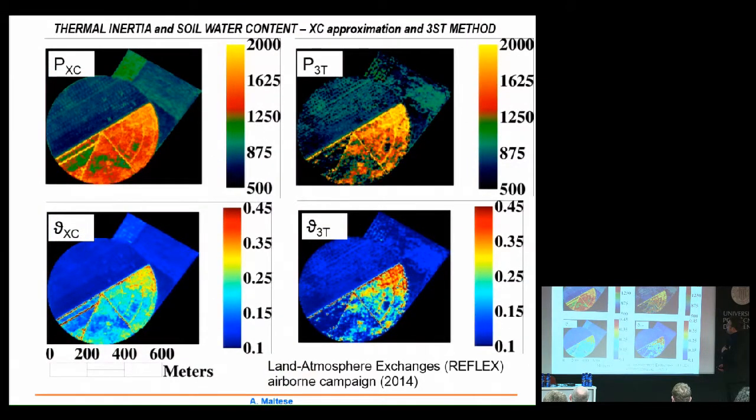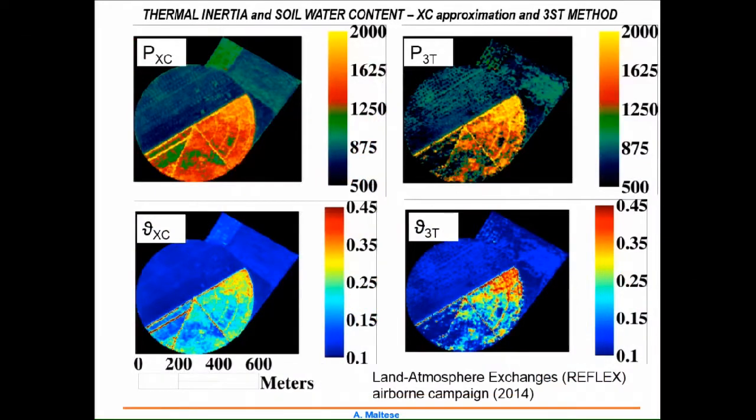Here we have some results. This is the thermal inertia for the application of this technique with 2 different models to take into account the phase difference. The one is from Xue and Cracknell, which is straightforward but is a simplified model, and the other one needs 3 thermographies, from Sobrino, from University of Valencia. The data has been taken in Barrax in 2014, in the REFLEX campaign. And so we have the thermal inertia and the soil water content with 2 different techniques.